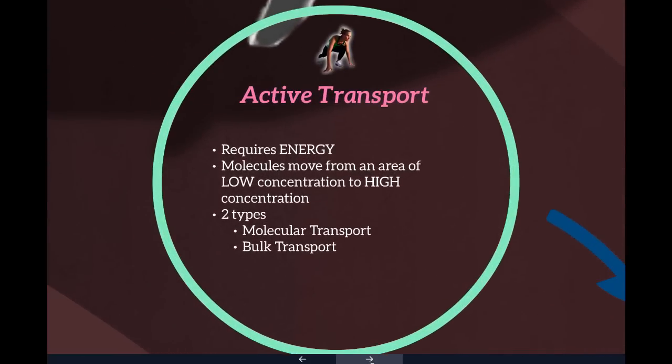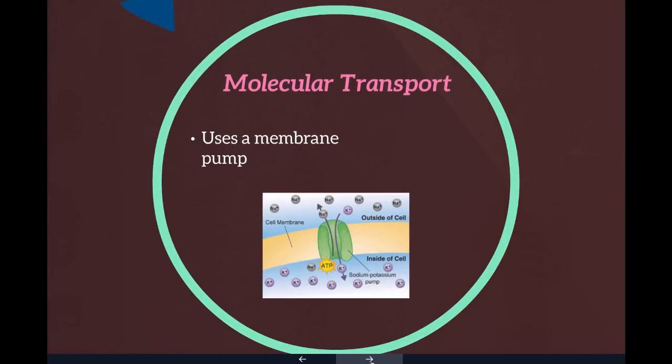All right, let's talk about active transport. So think of this as being the athlete versus the guy laying on the couch. So active transport is going to require energy. And our energy molecule in our cell is what? I hope you answered ATP, because that would be right. Now, the reason we need energy for this process is because we are moving molecules from a lower concentration to a higher concentration. And there's two types that we're going to address: molecular transport and bulk transport.